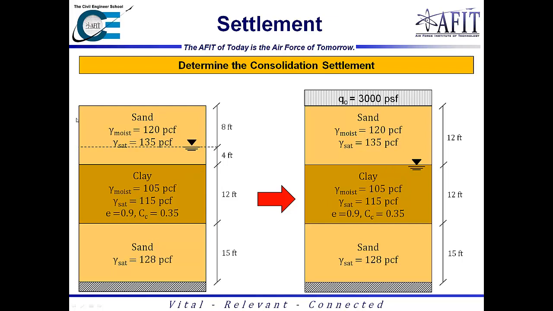And so without the load on it, the water table is 8 feet below the surface. And as soon as I add my load to it, 3,000 psf, it suddenly decreases the water table 4 feet, and so we have it 12 feet below the surface now. And so I want to figure out what the actual consolidation settlement is of this clay layer.